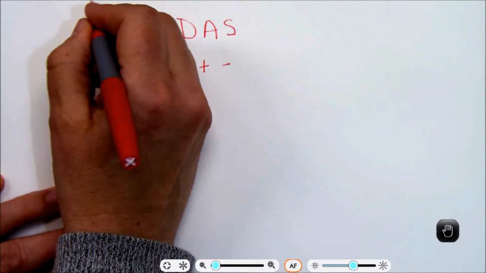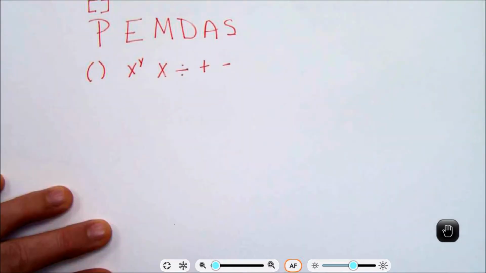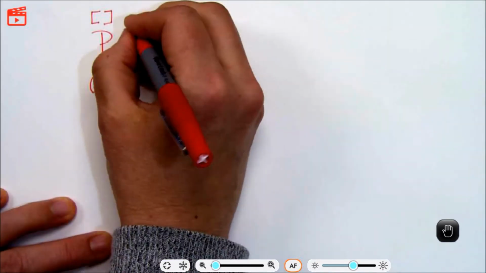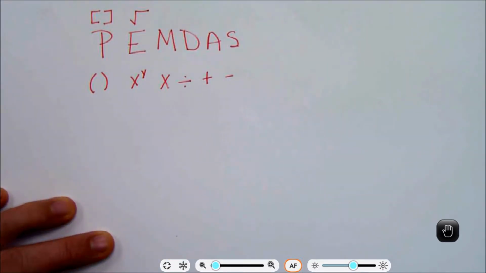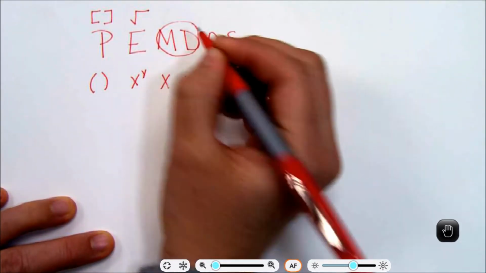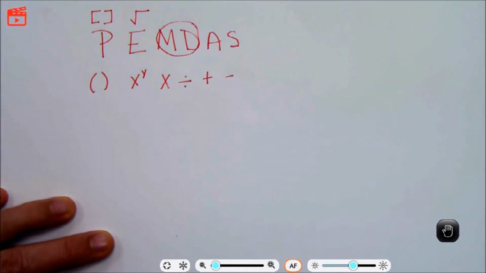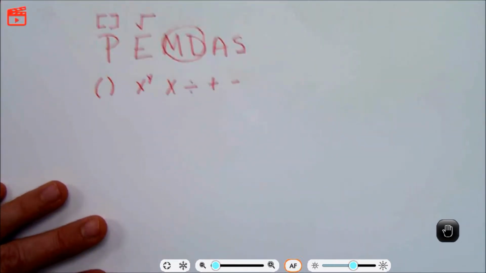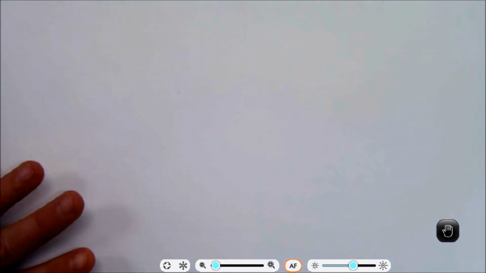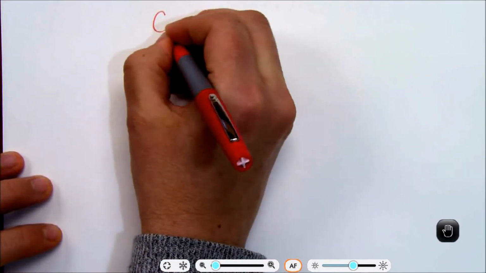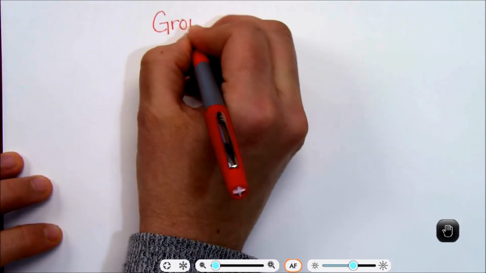Some of our problems have brackets in them. What do we do with that? Some of our problems have roots in it. What do we do with that? Multiplication and division. According to this, it looks like multiplication comes first and then division. So we're going to scratch that, and I'm going to show you a different way to remember the order of operations. First, we find our groupings.